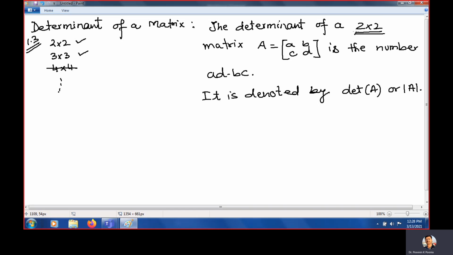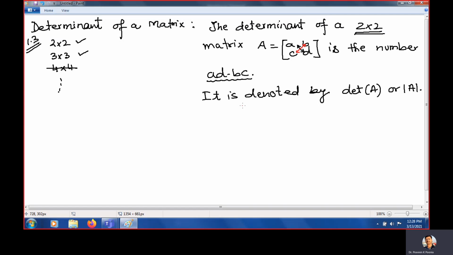What is this? The determinant of a 2 by 2 matrix, written A, B, C, D, is the number AD minus BC. How are we calculating? The multiplication of A into D minus BC. This is first the product of A and D, the diagonal entries, and then the product of the other diagonal B and C. So AD minus BC.